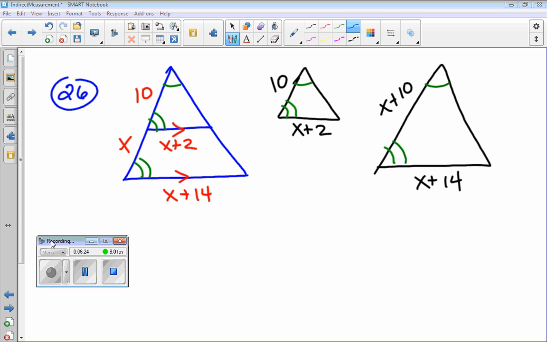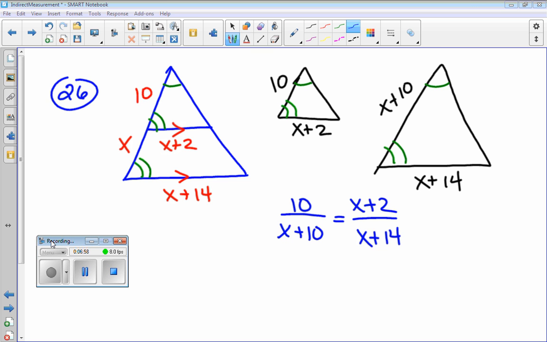We're going to say that 10 is going to correspond to what on the right-hand side? 10 corresponds to x plus 10. Good. And then we will have that x plus 2 corresponds to x plus 14. As I looked at your homework when you brought it up, it did look like most of you got that far. Okay, we can write the proportion. It's solving it that becomes very algebraic. And do you remember how to solve this?